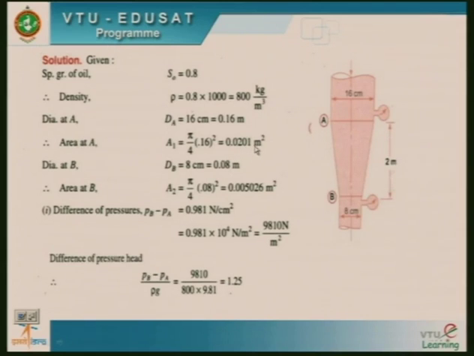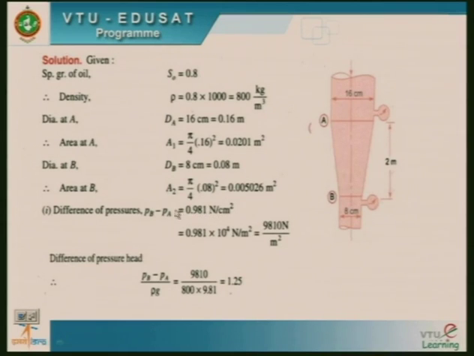0.0201 meter square. Similarly, come to the throat section or section B. Now, dB is 8 centimeter, convert that into meters, then find the area at B. Now, A2 works out to be 0.005 meter square. Now, what is the difference in pressure between section 1 and section 2? That is PB minus PA is 0.981 Newton per centimeter square.